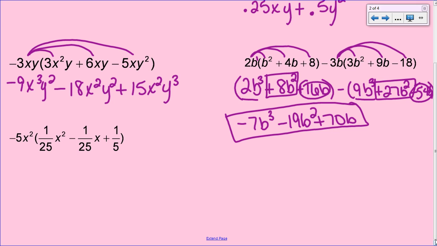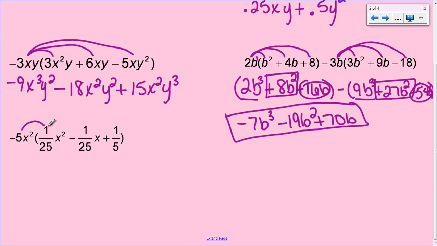And so now this last one, it looks very complicated because there are fractions, but this 5 right here actually makes this work out very nicely, because if you notice, all of your denominators happen to be multiples of 5. So we're going to multiply first. So I have to do negative 5x squared times 1/25 x squared.